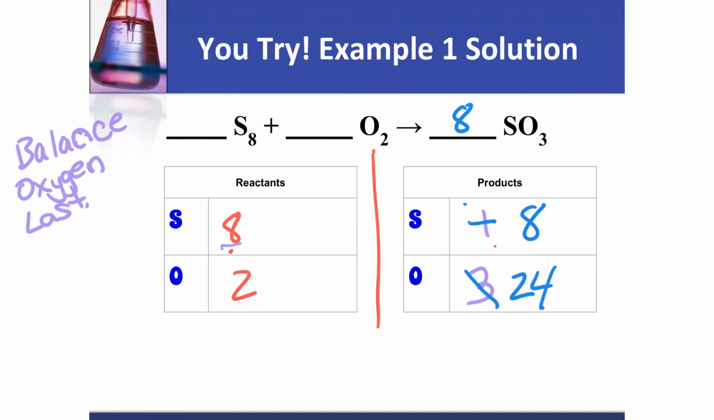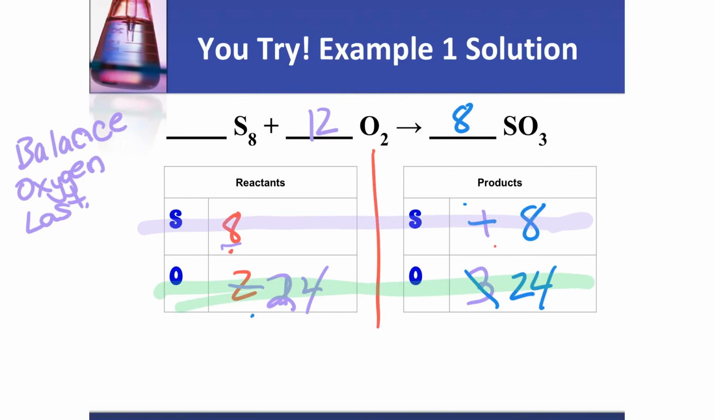So then I have 2 oxygens. What can I put in front of oxygen to make it 24? I can put a 12. And now I have 24 oxygens. I have 8 sulfurs, 24 oxygens. So if we look at this, the sulfurs are balanced and the oxygens are balanced. So this whole thing is now balanced.